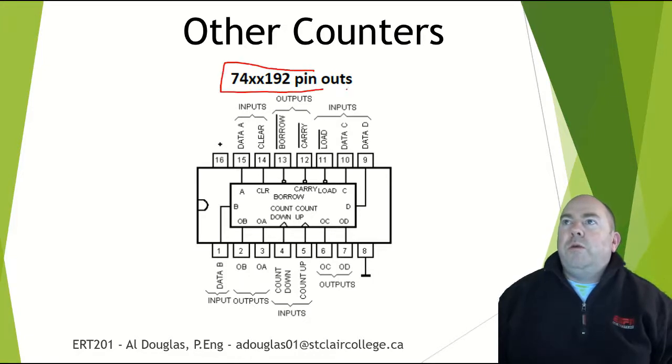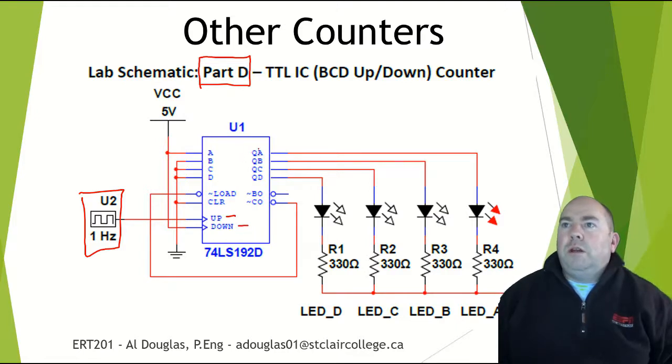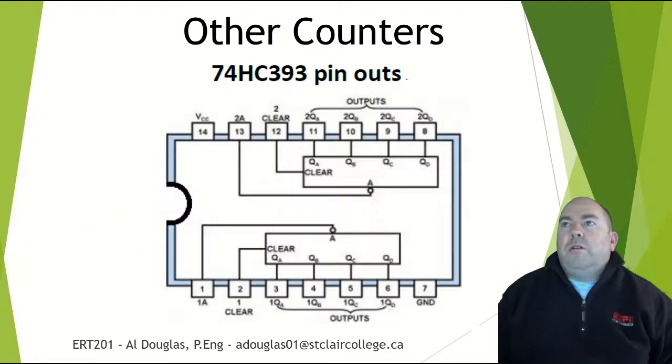The 192, we do not have this one for Tinkercad, but this is an integrated circuit that has count up and count down all in one chip. So we're not going to do this part of the lab, but if we did, you would hook up your clock to either the up or the down input, and what you would get is 4 lines of output, so you can create a binary count just by connecting a clock signal to either the count up or count down inputs on this chip. So that is the 192 TTL IC BCD up/down counter. So we're not going to do that one.